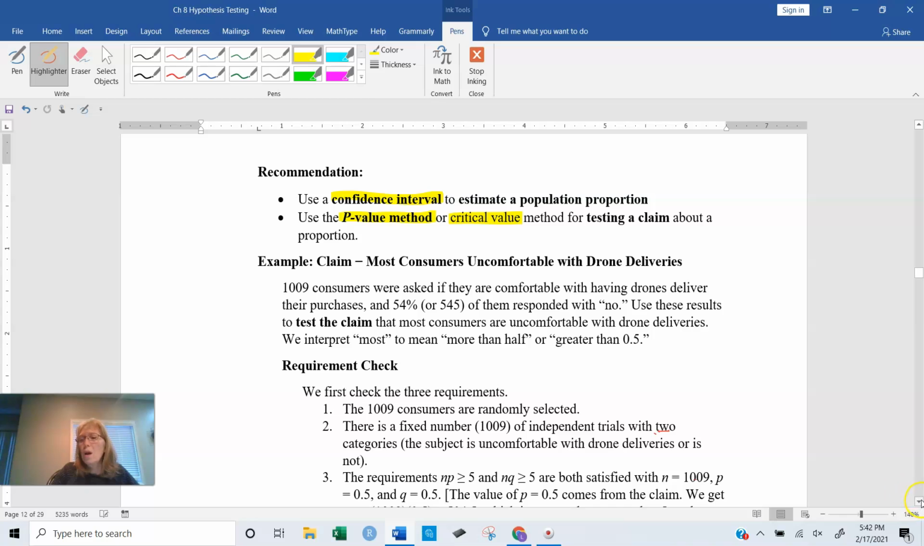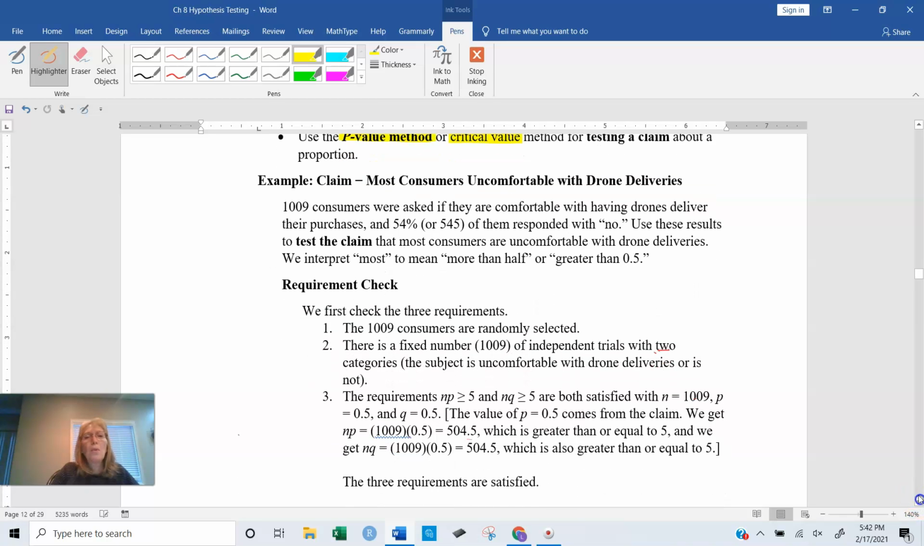All right, let's get going on our example here. We're going to start out with 1,009 consumers and ask them if they are comfortable with having drones deliver their purchases. And 54%, or 540 of them, responded with no. We're going to use these results to test the claim that the majority of consumers are uncomfortable with drone deliveries. The majority refers to 50% or more.